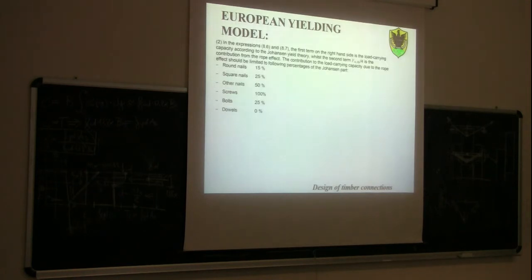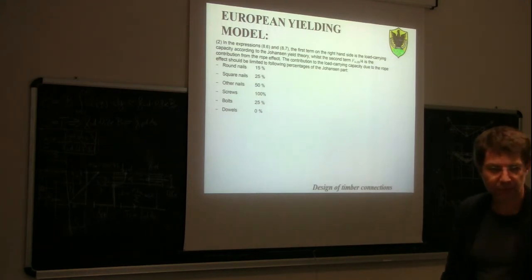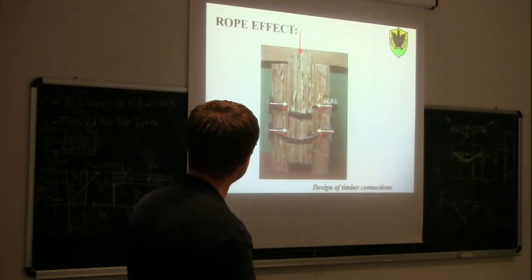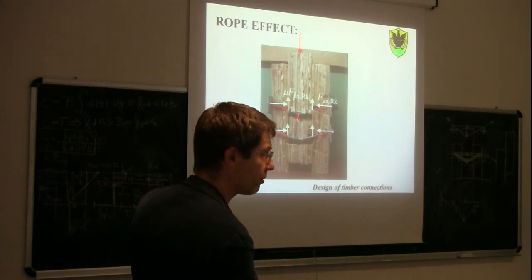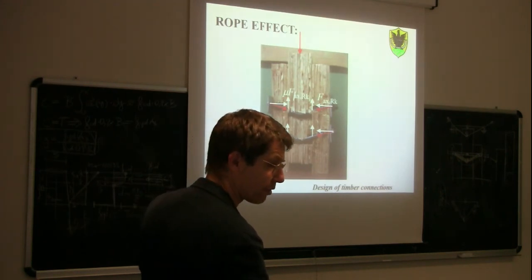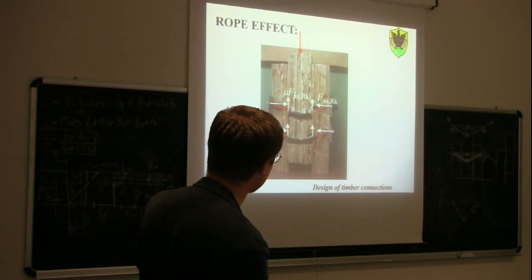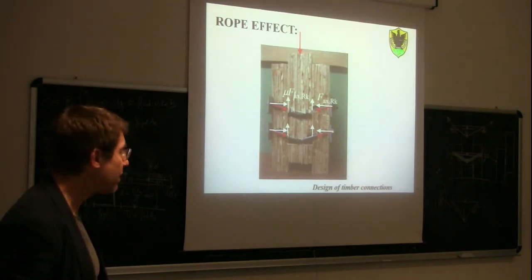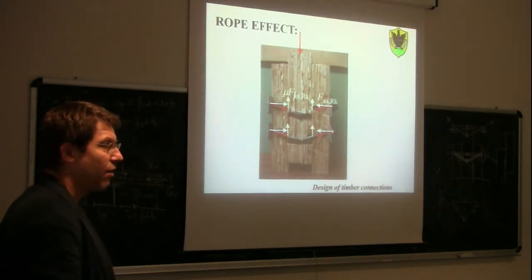The second term, F_ax,Rk divided by 4, is the contribution from the rope effect. Now, why F_ax,Rk divided by 4? We said before that this additional contribution to the strength that we can add to the normal strength is basically a friction coefficient times an axial force.